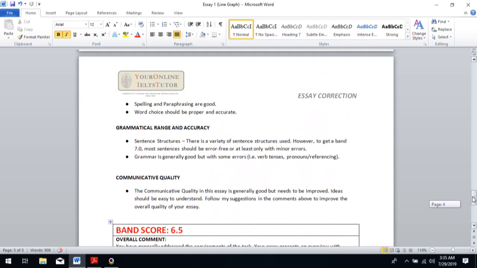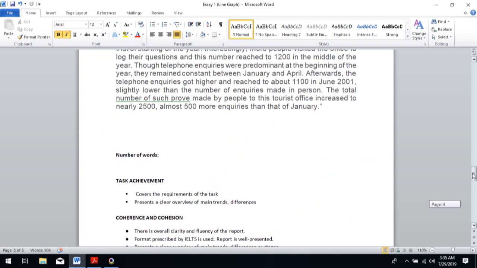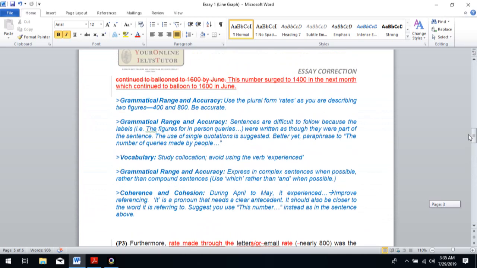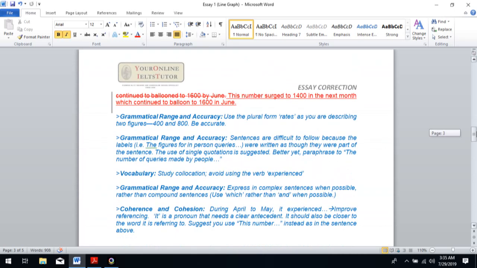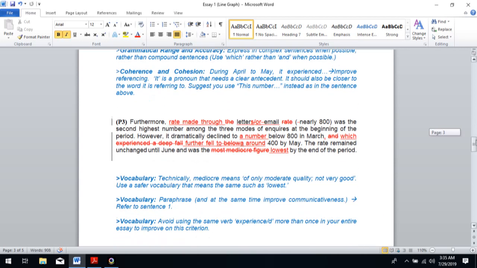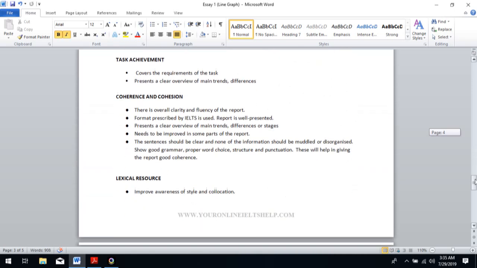However, the reason she is not getting a 7 is because she needs to work on, well, many things about her grammar. In particular, sentence structures, verbs. What else do we have here? Choice of words that falls under vocabulary, collocation, and a lot more.